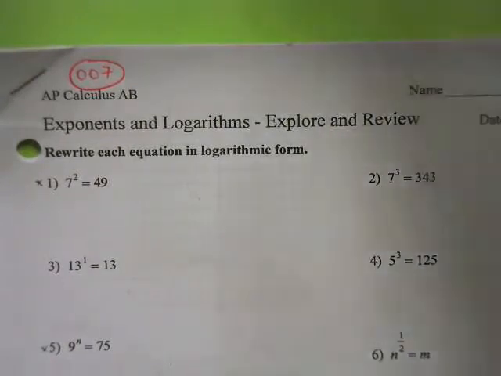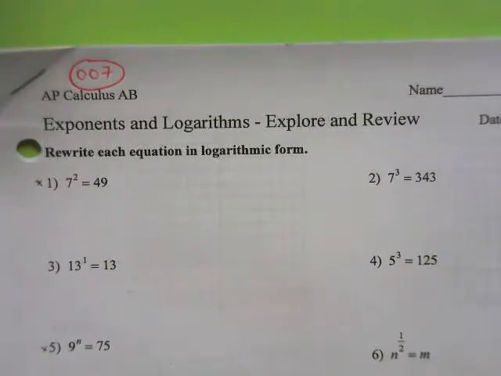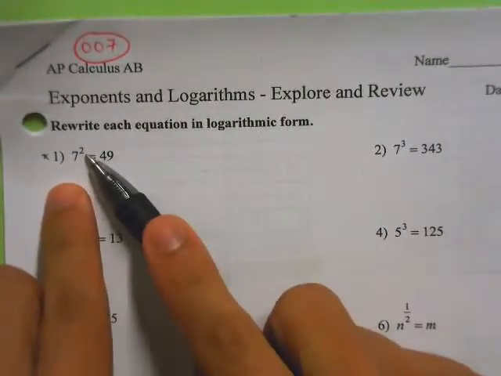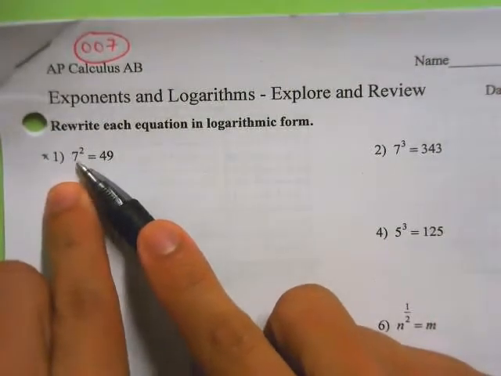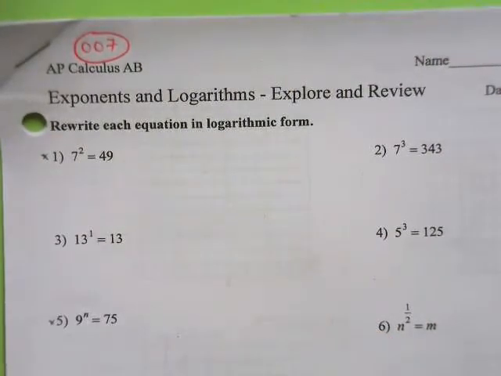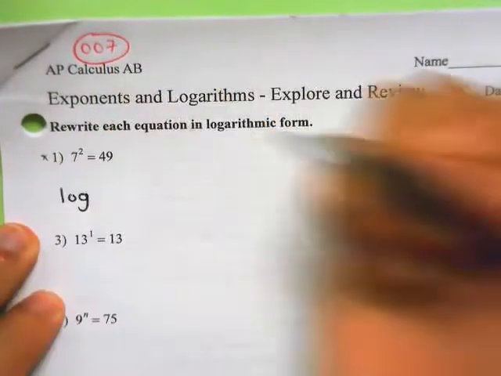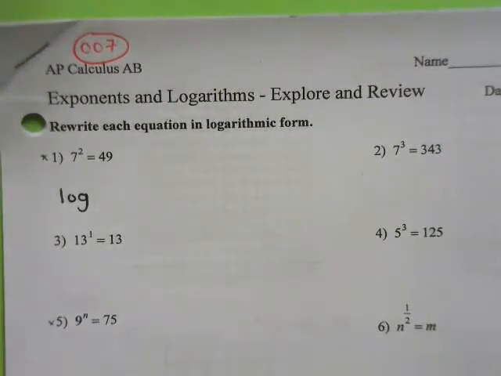It says over here, rewrite each equation into logarithmic form. Right now, it's in exponential form, and how you can tell is because we have that exponent. And this is a true statement. 7 squared is equal to 49. Okay, so to change this into logarithmic form, or log form, we're going to write down the letters L-O-G, log.